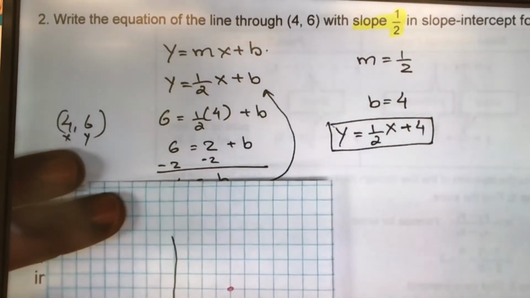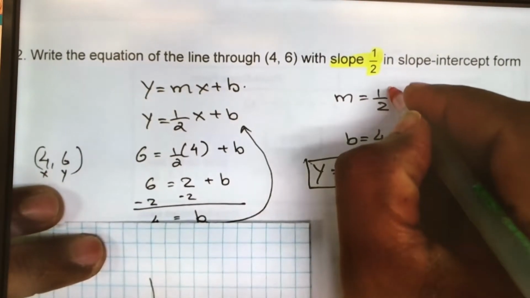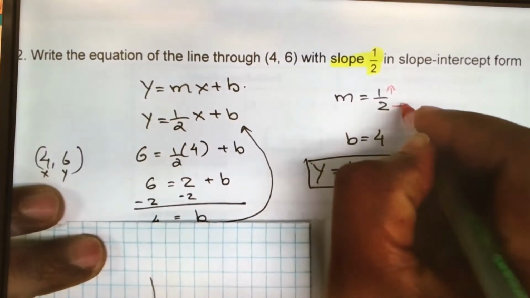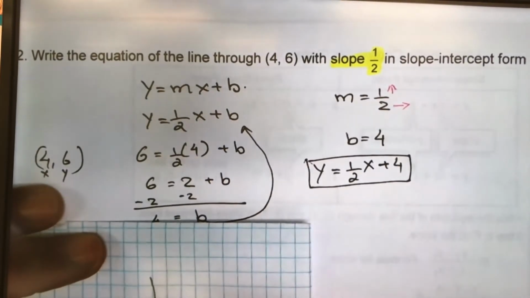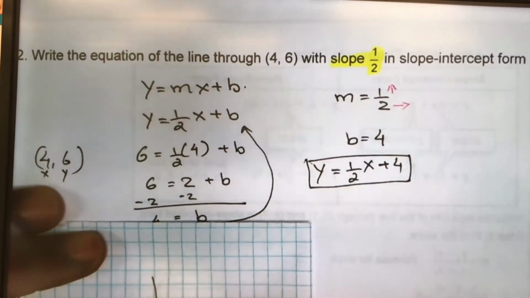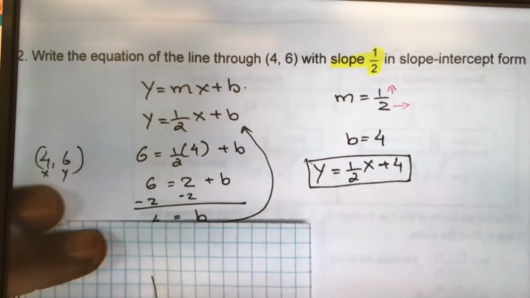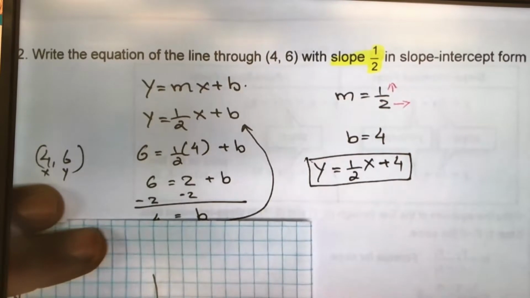And slope is 1/2. Slope 1/2 means rise is 1. Since it's positive, 1 is going up, and you have to run 2 to the right. So 1 up, 2 right. If I go backwards, 1 down, 2 left, 1 down, 2 left. I will reach here. So draw a nice straight line.